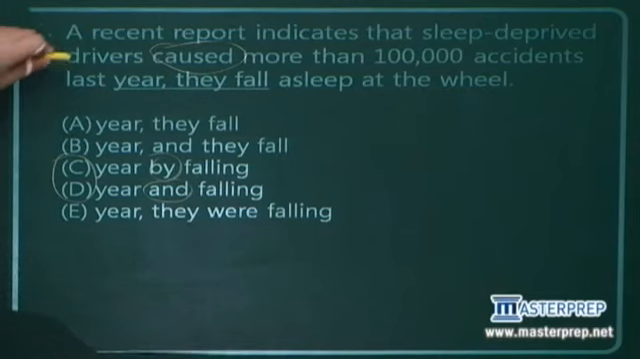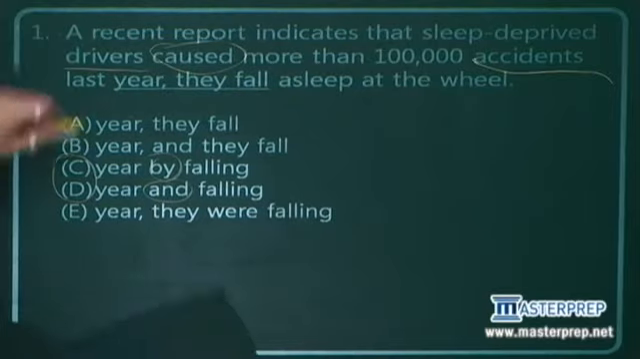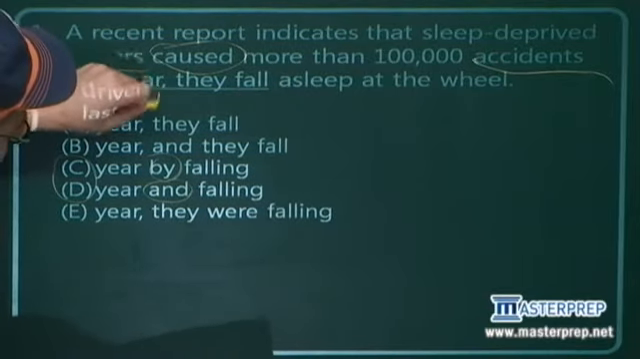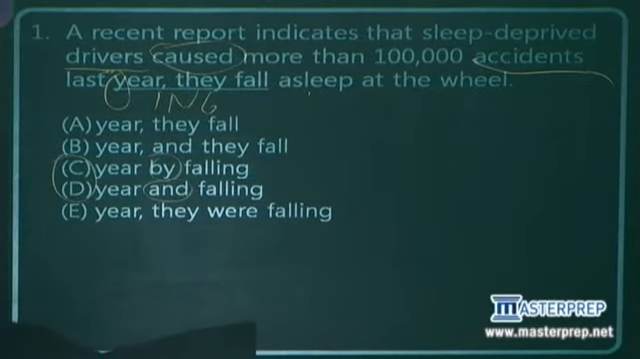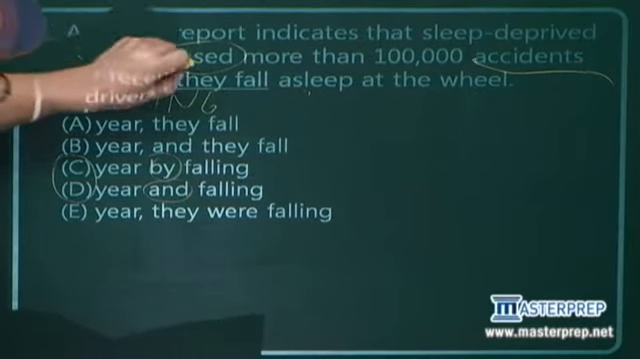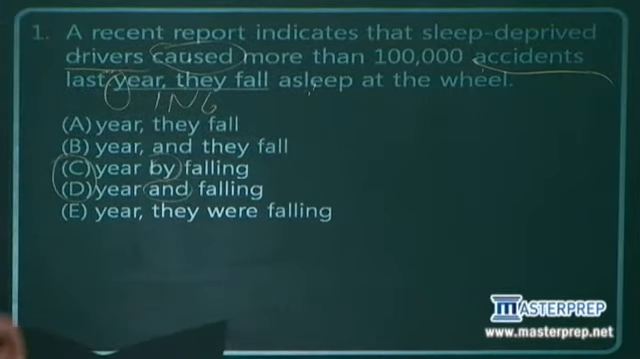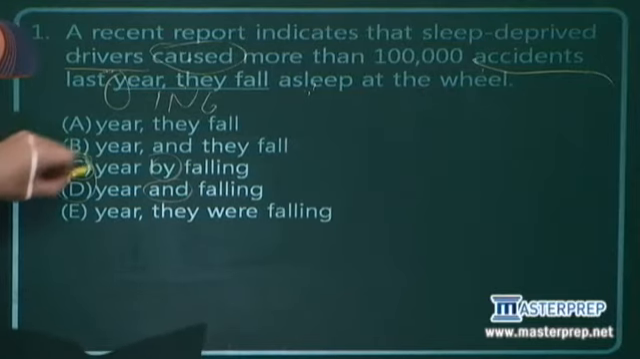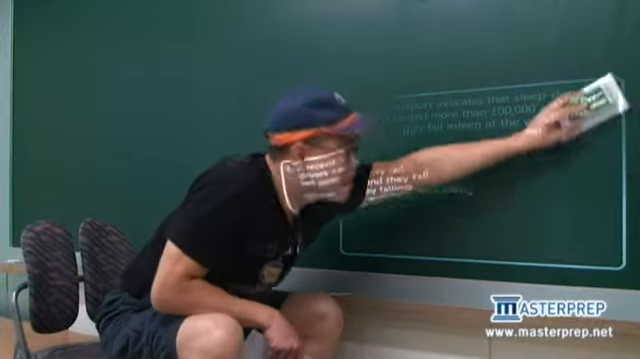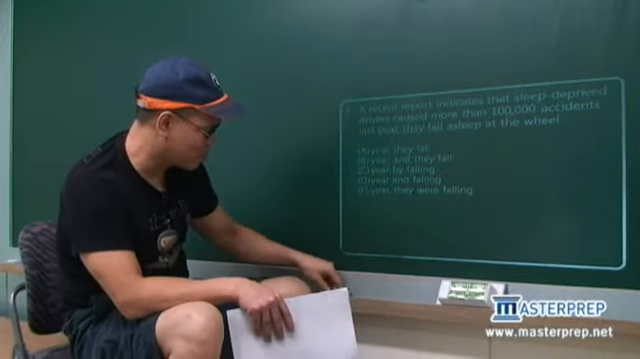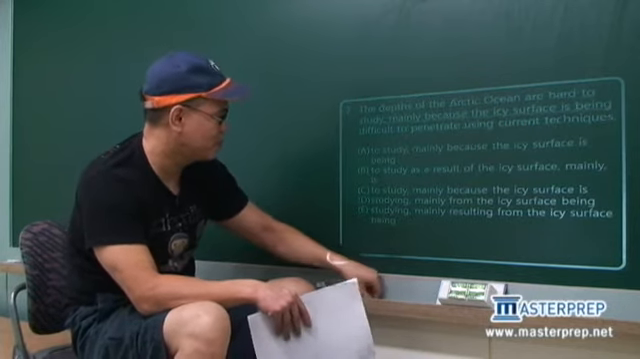So here, the sleep-deprived drivers caused accidents, and here, by falling asleep at the wheel. Okay? So the drivers caused A, caused B, by doing this, by falling asleep. So we need C. And that's our answer. Okay? Very simple. Again, it's in the beginning, so we'll go a little slower, but we'll move quickly as time goes on. 2. Now, what do we see here?